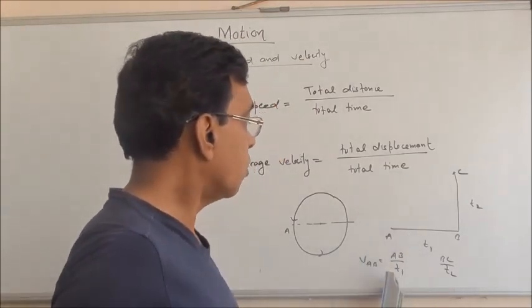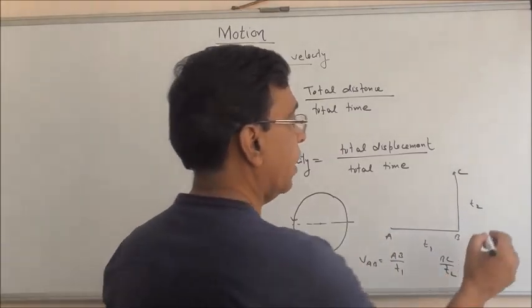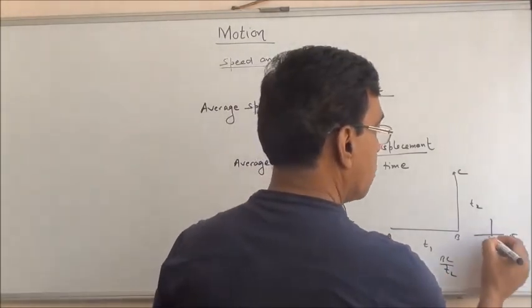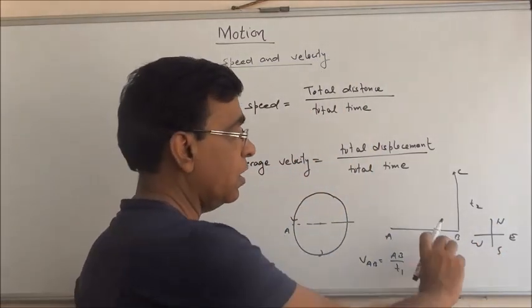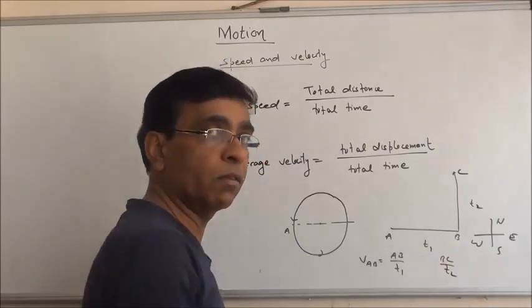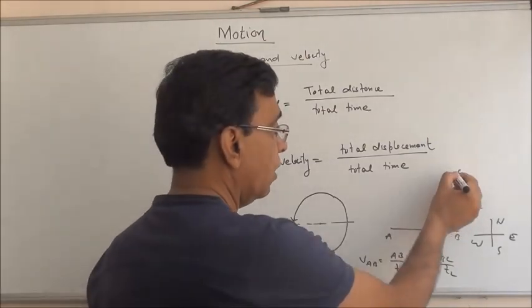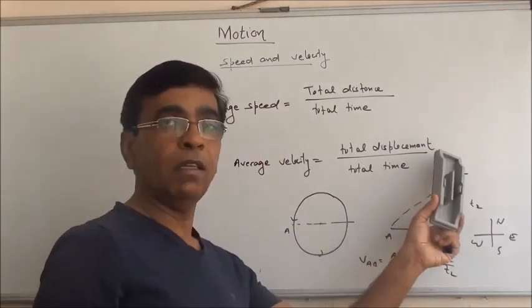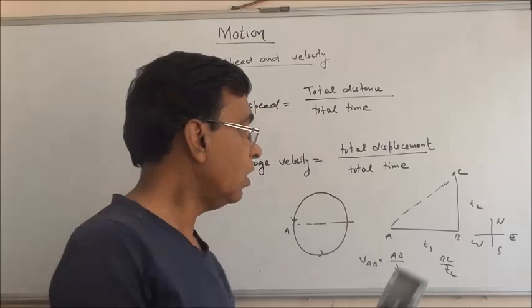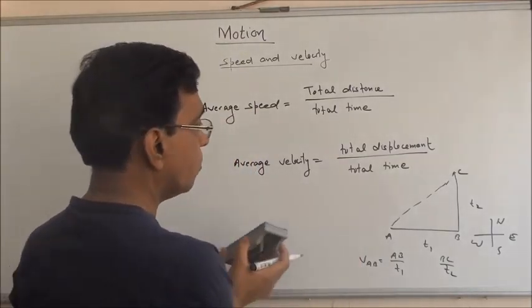So this is the velocity in this direction. If I again use east, west, north, south, this is the velocity of the object towards east, this is the velocity towards north. And if I want to calculate the average velocity, I need this. So average velocity will be AC divided by t1 plus t2.